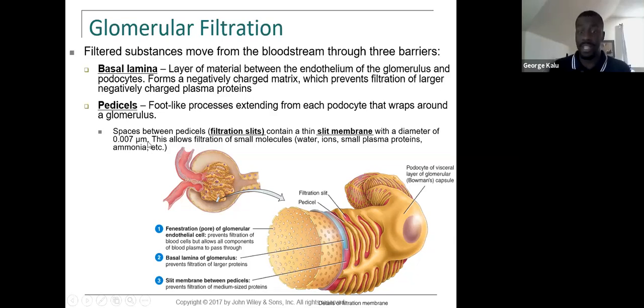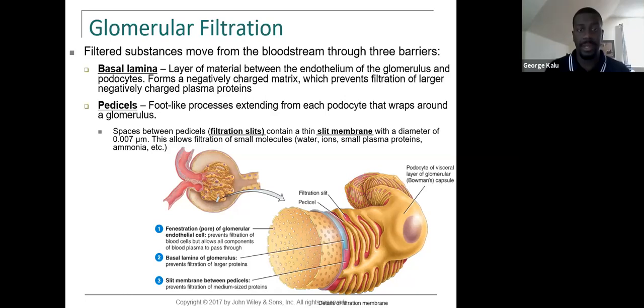That very small diameter allows very small molecules to pass through, like water, various ions, in some cases very small plasma proteins, and in very rare cases ammonia and things like that. It allows very small molecules to pass out, but prevents larger molecules from exiting through the slit membranes. Those are the ways we prevent some molecules from getting out while allowing others to get out.